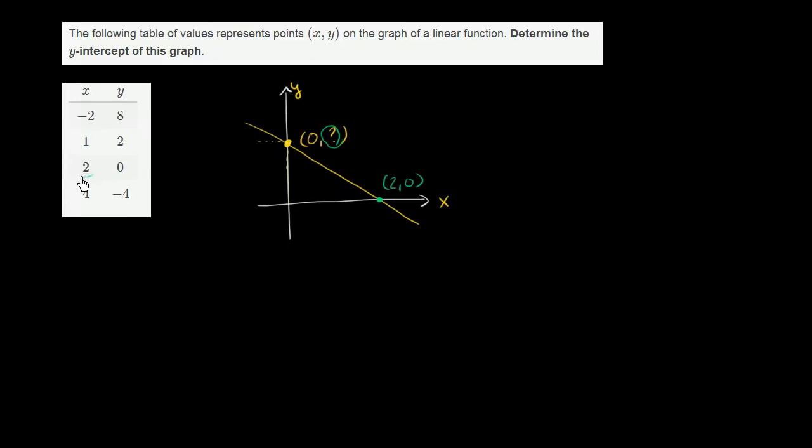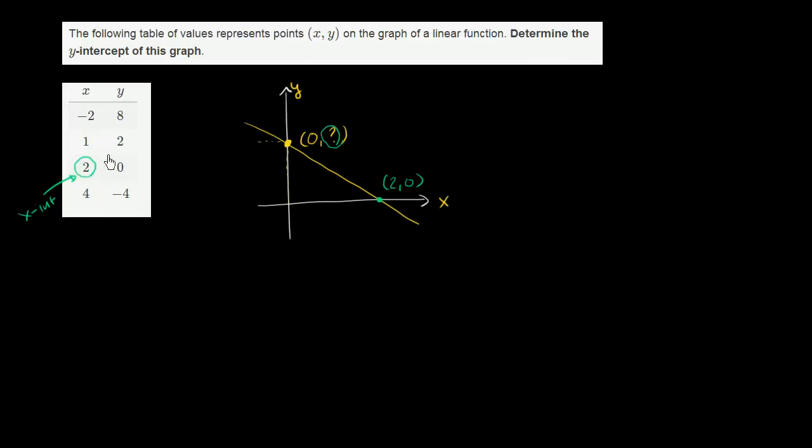Well, they gave us the x-intercept. So that right over there is the x-intercept. But what's the y-intercept? What is the y value when x equals 0? Well, let's see. They give us what happens to y when x is negative 2, when it's 1, when it's 2, when it's 4. So maybe we can backtrack from one of these to get back to what happens when x is equal to 0.